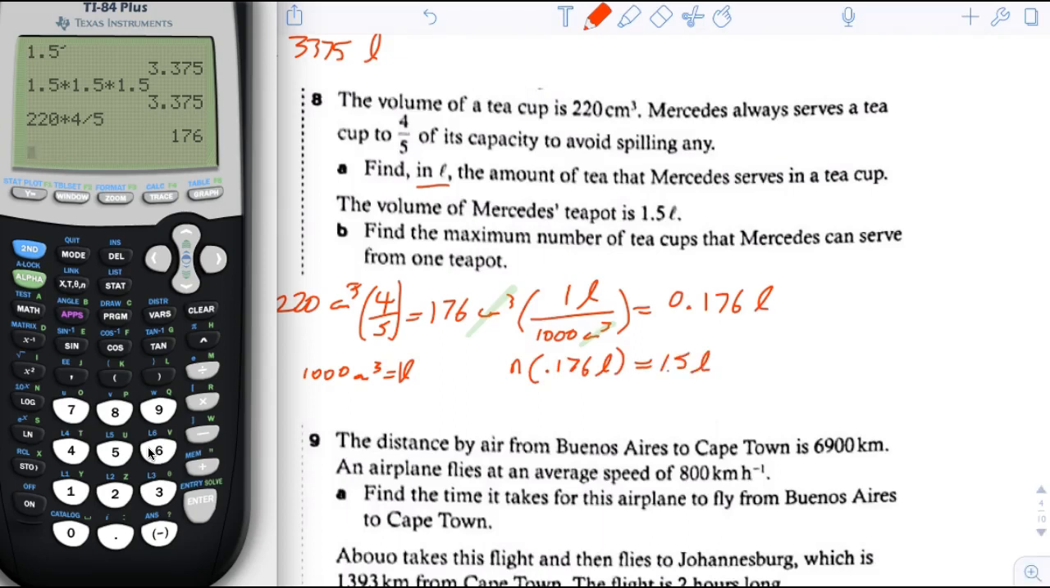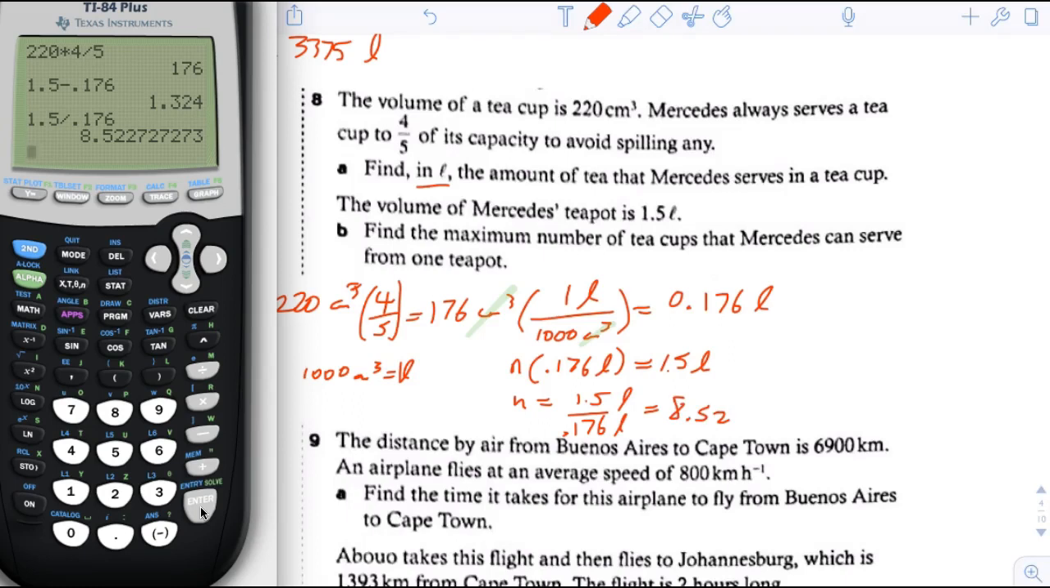And then we'll say, now we divide both sides by 0.176 to find the number of cups. And the liters, you can see, cancel out because we end up with the number of cups. So we go 1.5 divided by 0.176, right? And the answer is 8.52. So the number of teacups that we can serve is 8.52.